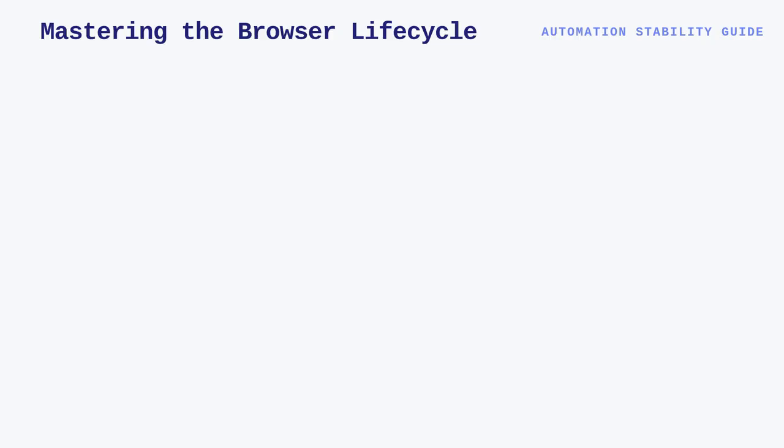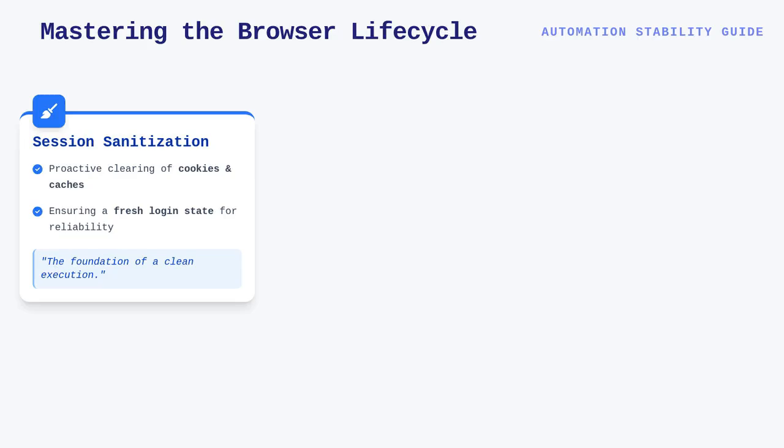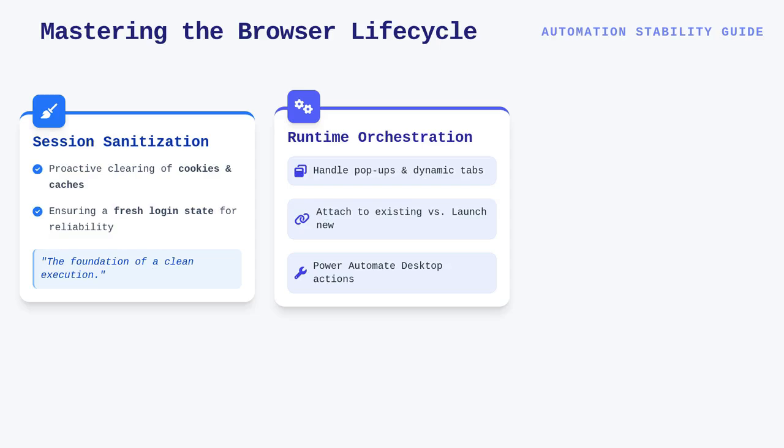Managing the browser lifecycle is just as significant as interacting with its interior contents. A robust automation routine should assume responsibility for its environment, starting with the proactive clearing of session data like cookies and caches if the scenario requires a fresh login state. We need to handle the nuances of modern web interfaces, including the occasional emergence of unexpected pop-up alerts or dynamically generated browser tabs. Power Automate Desktop provides specific actions to attach to existing sessions or launch new instances, allowing us to manage the browser lifecycle from initialization to termination.